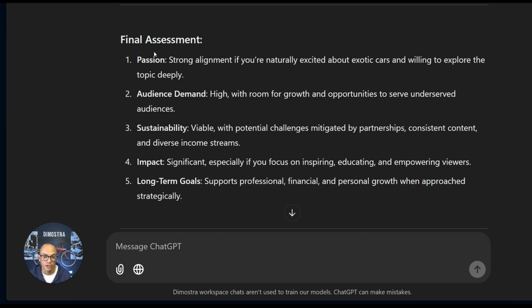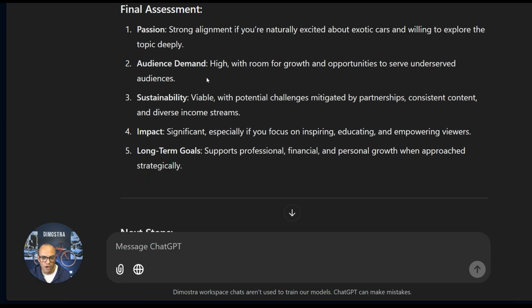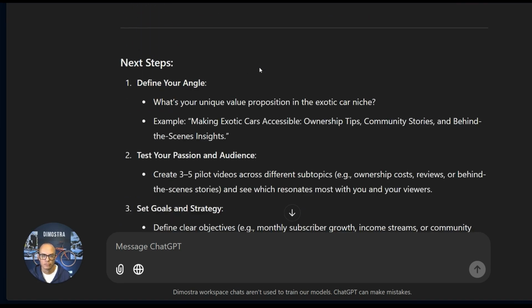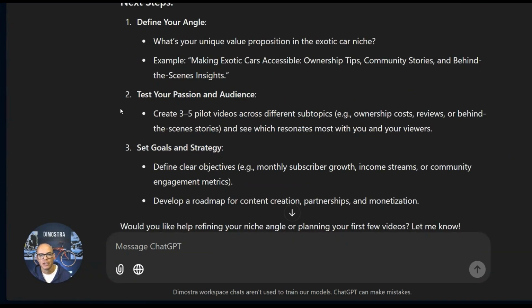The final assessment here states that the passion: strong alignment if you're naturally excited about exotic cars and willing to explore the topic deeply. Audience demand: high, with room for growth and opportunities to serve underserved audiences. Sustainability: viable, with potential challenges mitigated by partnerships. Sustainability, impact, and long-term goals. Okay. Next steps: define your angle, test your passion and audience.